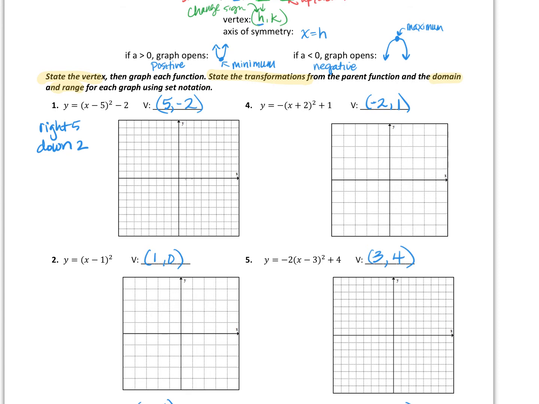1, 2, 3, 4, 5, down 2. And my A value, notice it's not written, but that just means it's a +1, so it's the regular slope. And this is where you want to remember that parent function. Remember it went up 1 over 1, 1 and 1, and then over 2, we went up 4. That stays the same.